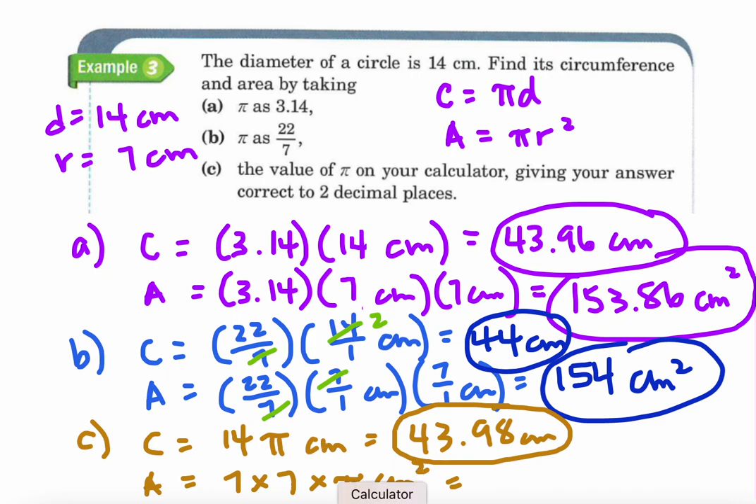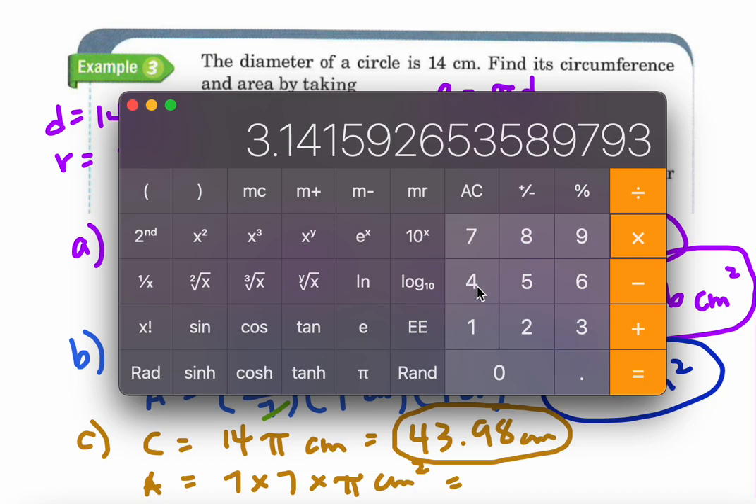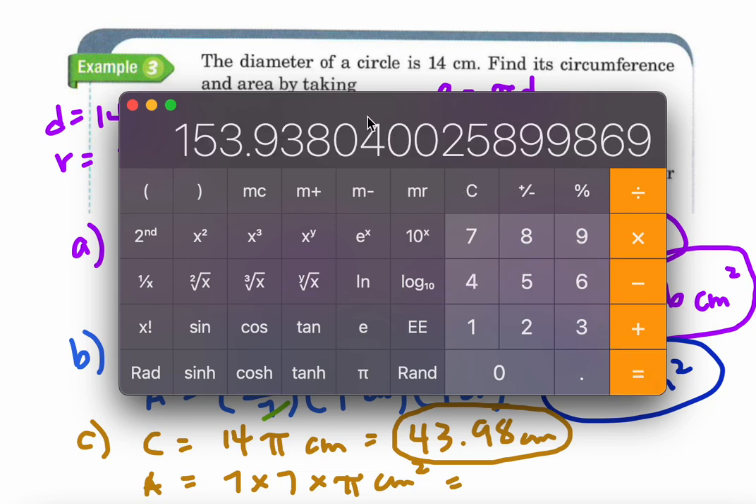Okay, and the next one is pi times 7 times 7. So pi times 49. 153.9. This is an 8, so bump that up to a 4. 153.94.